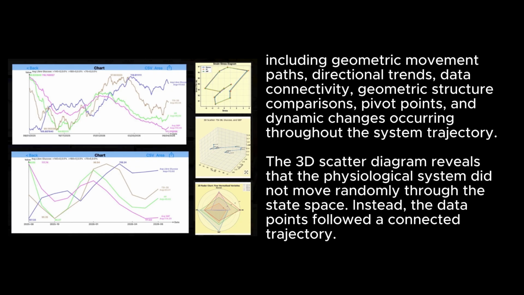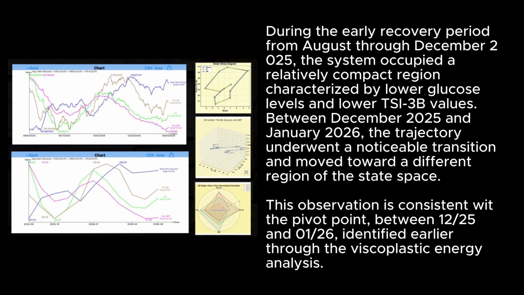space. Instead, the data points followed a connected trajectory. During the early recovery period from August through December 2025, the system occupied a relatively compact region characterized by lower glucose levels and lower TSI-3b values.